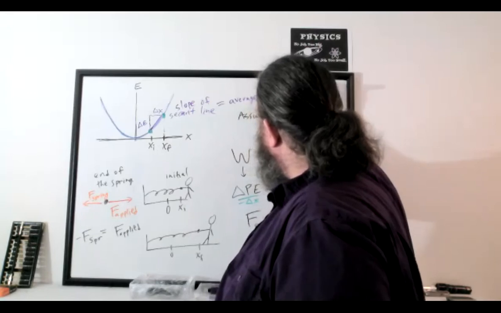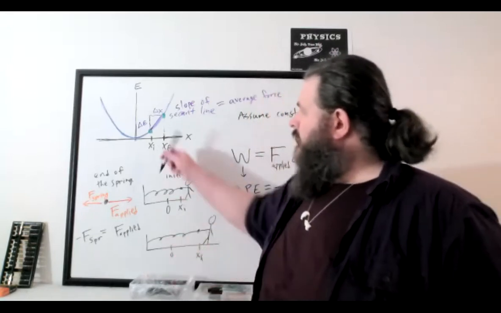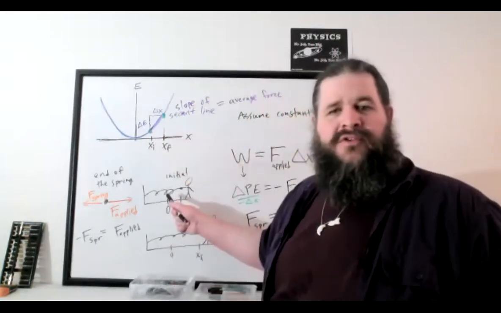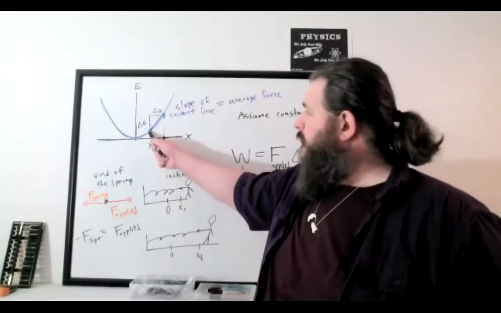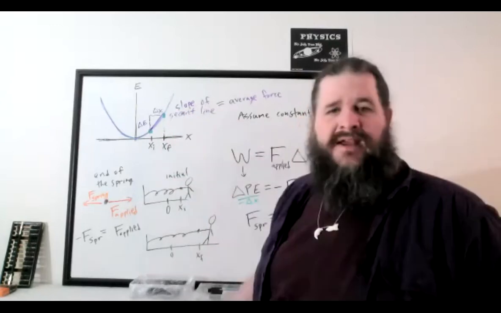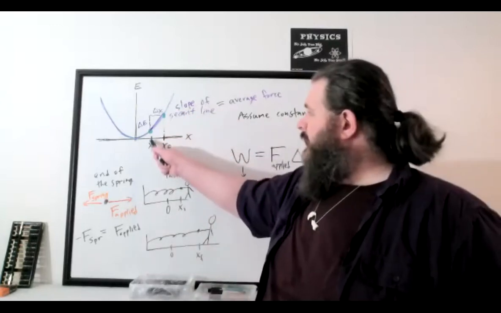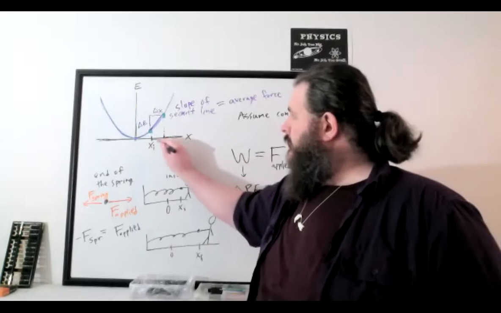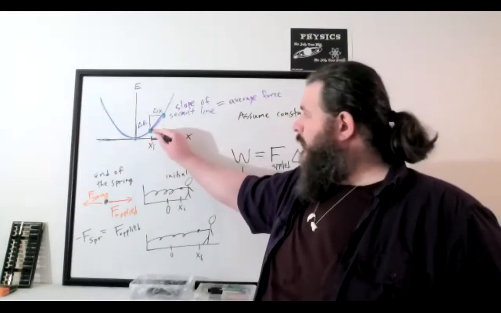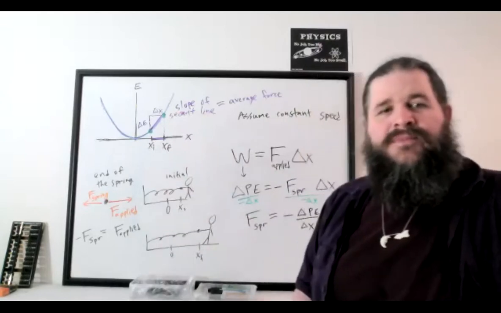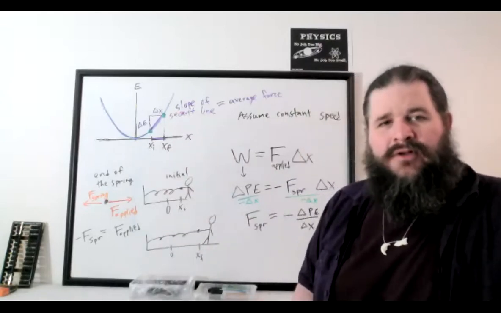And we say average because the force is actually changing. If you're close to equilibrium, the force is weak. The further you get from equilibrium, the stronger the force gets. So that means the force is actually different at each of these locations. But if you're talking about this interval of distances, the slope of the secant line, a line from a point on the graph to another point on the graph, is the average force on that interval, the average force in that region.